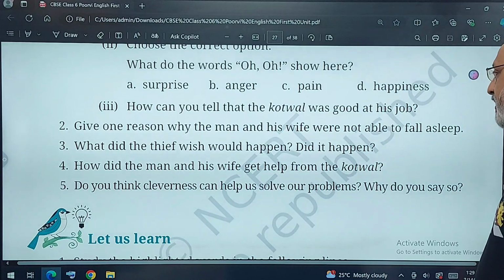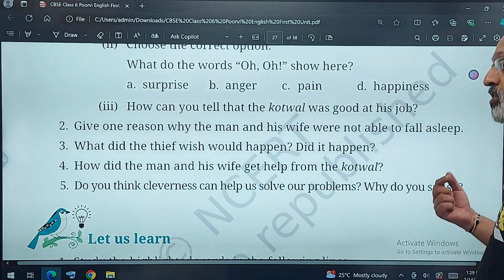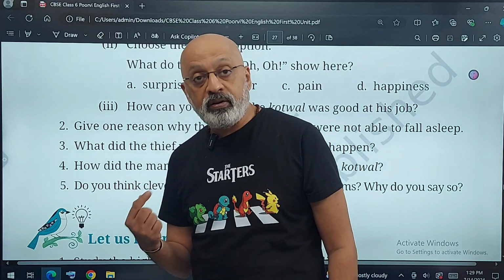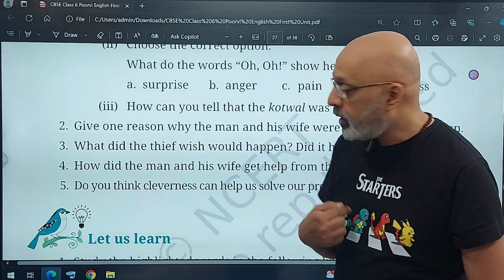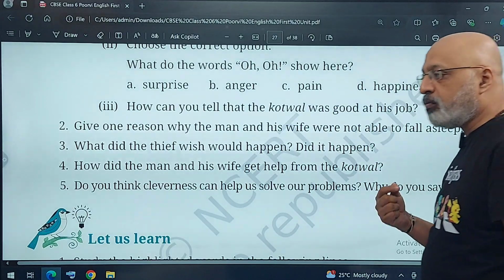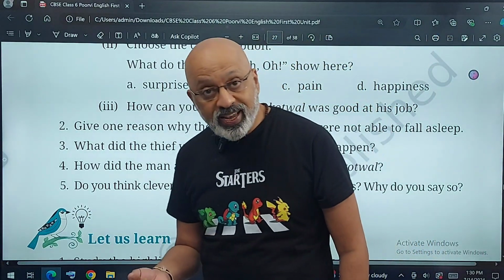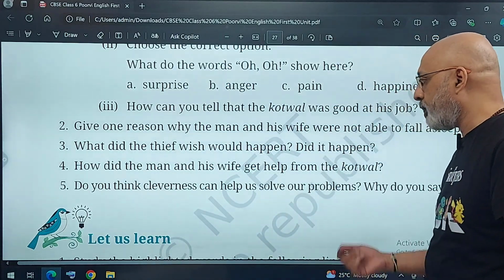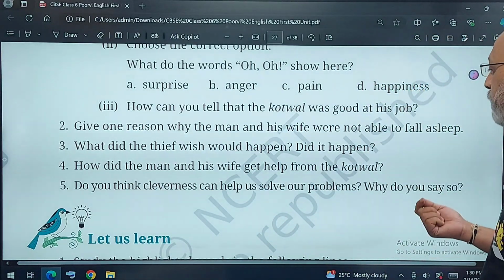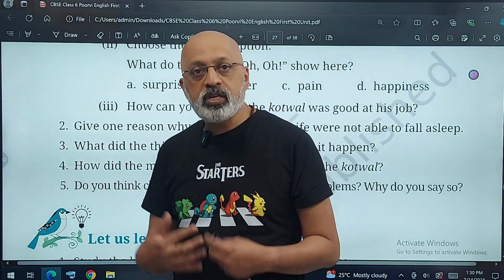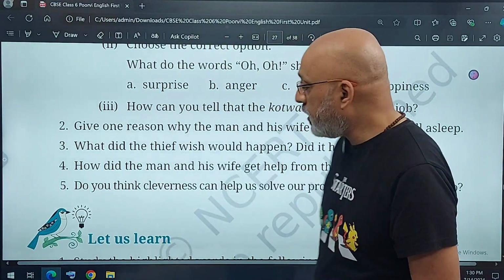Give one reason why the man and his wife were not able to fall asleep, because they were hearing the sounds coming from the other room, by which they realized that someone has broken into their house. What did the thief wish would happen? Did it happen? He wished that they would talk about where the money is kept, or they would fall asleep. Both of that did not happen. How did the man and his wife get help from the Kotwal? By calling aloud, he kind of comes rushing to the house and manages to catch the thief.